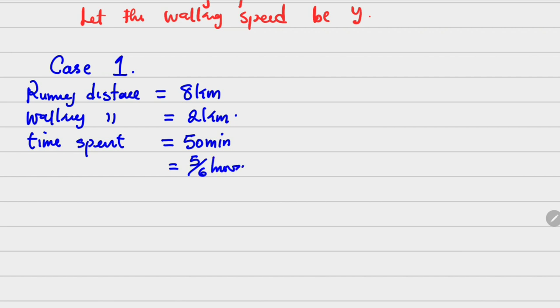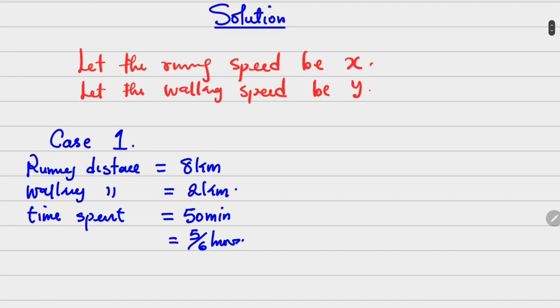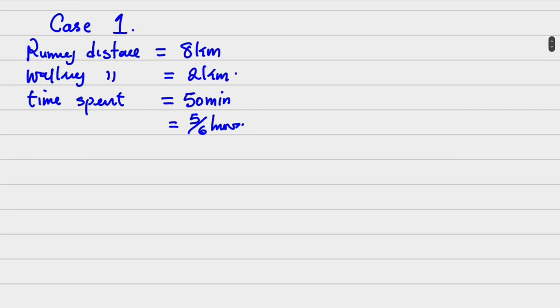Now, if you have an issue with that, you are going to have to divide 50 minutes by 60, okay? Because 1 hour is 60 minutes. Now, once you cancel, you have your 5/6. So that is exactly how I got the 5/6 hours. Now, we're done with that. But again, take note that we've said that running speed is X and walking speed is Y. And we're given the total time.